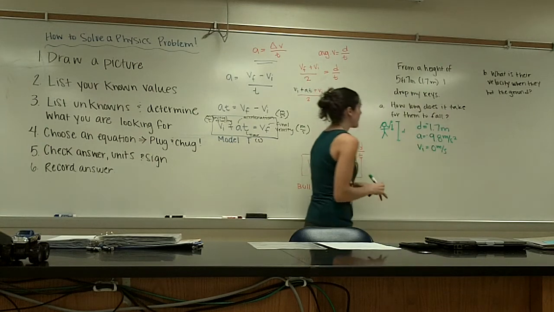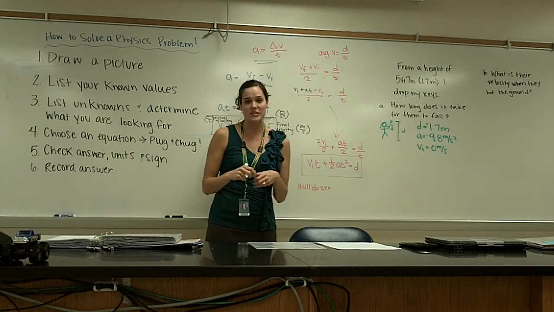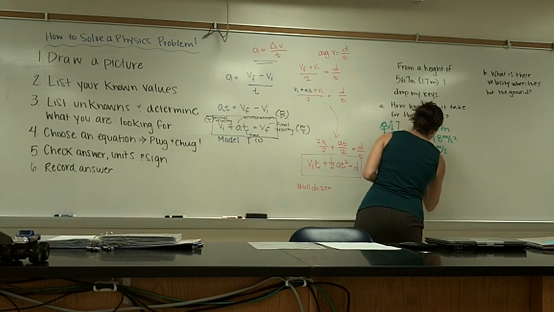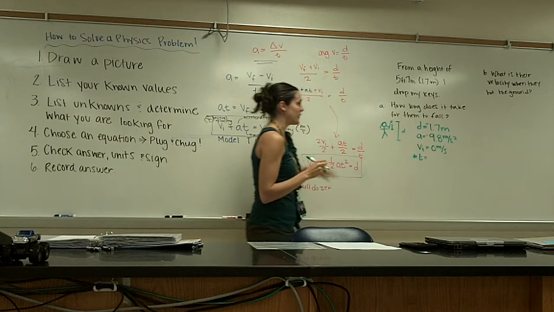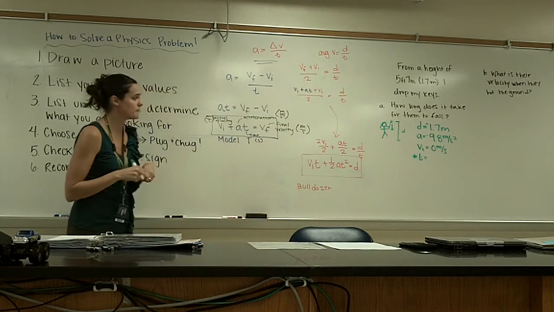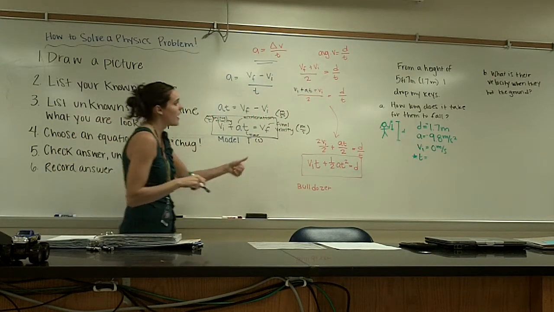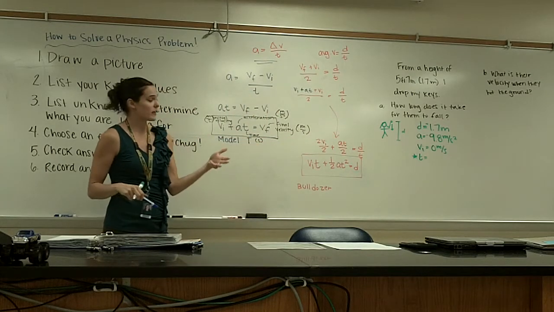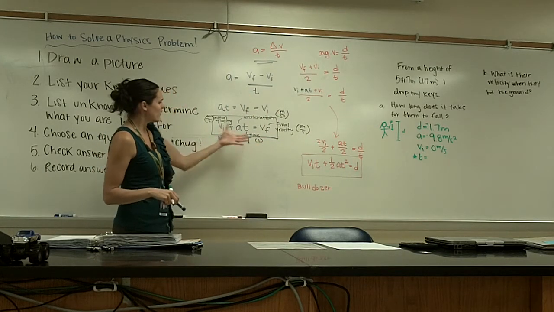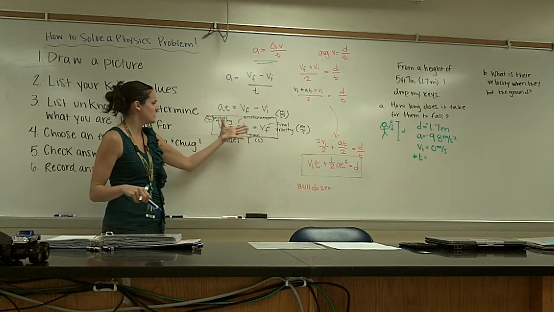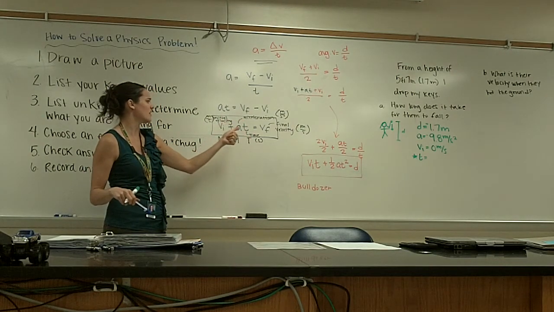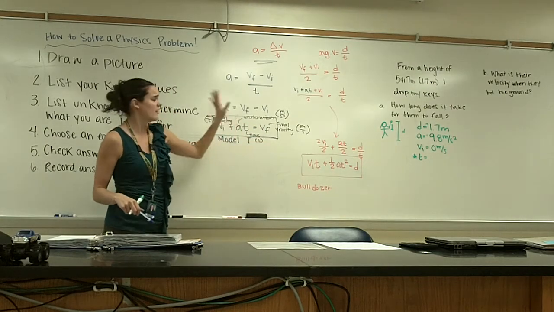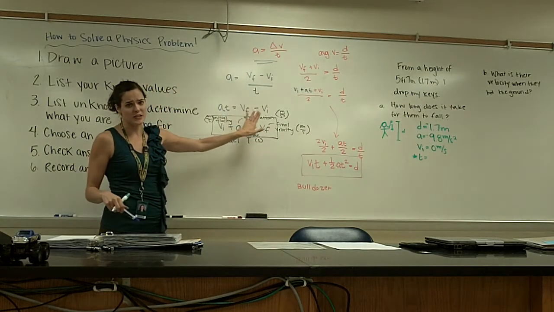Now, we want to figure out how long it takes for them to fall. It's asking for how much time it takes to fall. This is my unknown value. That's what I'm searching for. So if I take a look here, I know distance, acceleration, and initial velocity. I'm looking for time. So if I take a look at this equation, well, I know initial velocity, I know acceleration, I don't know time, and I don't know final velocity. This is not the equation I want to use.